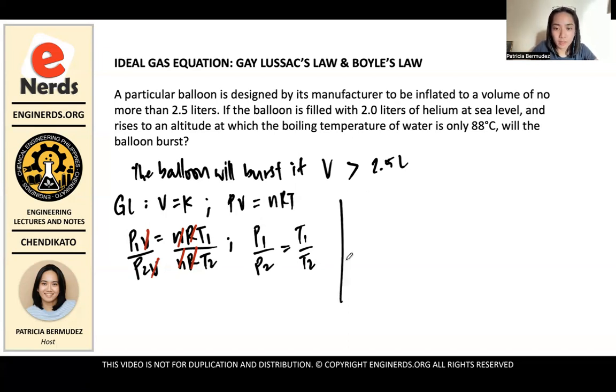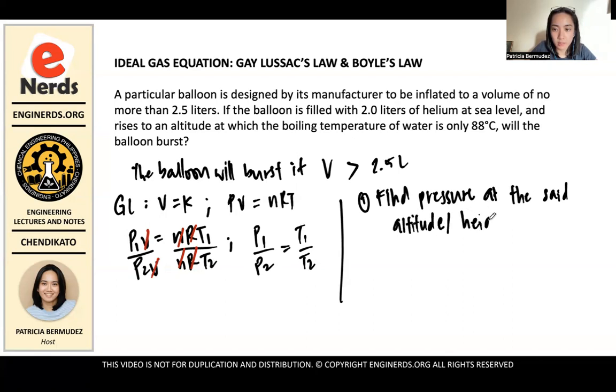And here, we have to first find the pressure at the said altitude or height. And the question here is, does your pressure increase as you go up or does it decrease? We can use an analogy here.